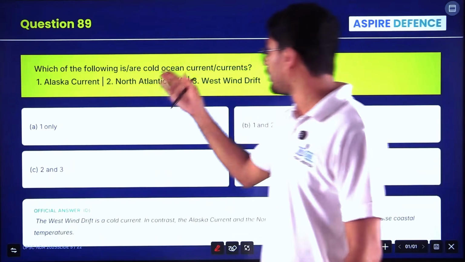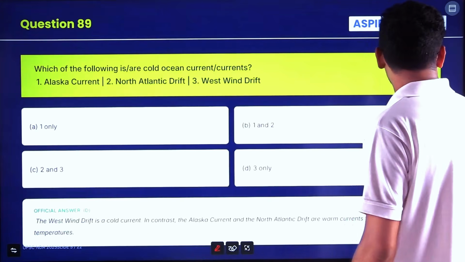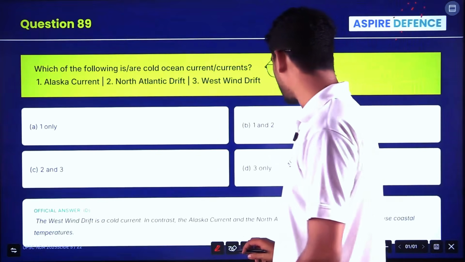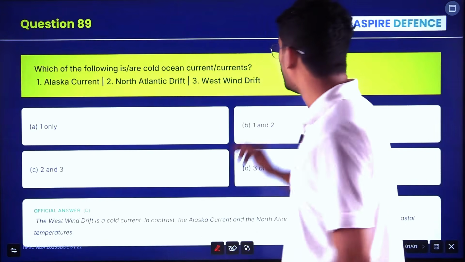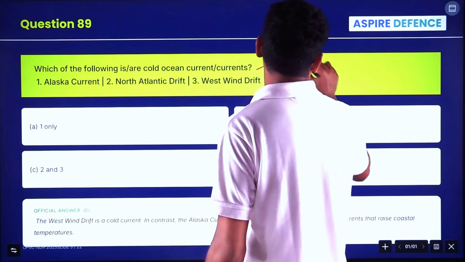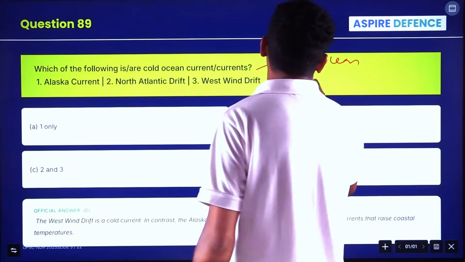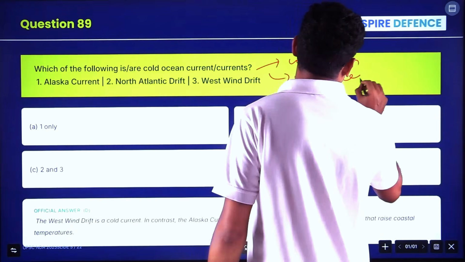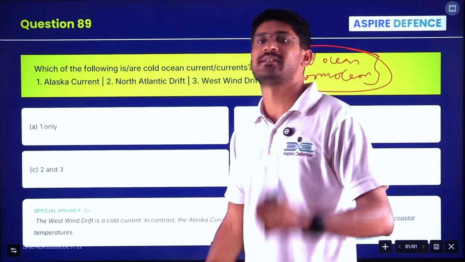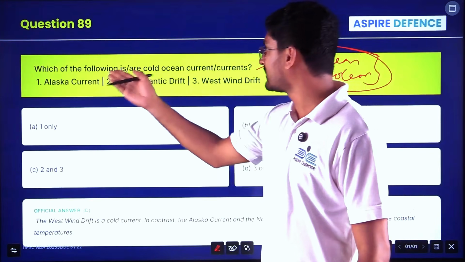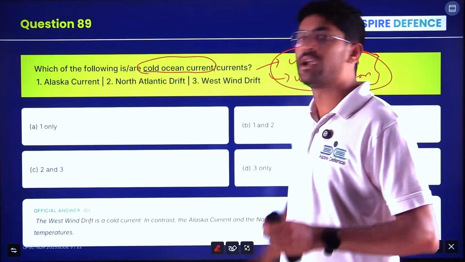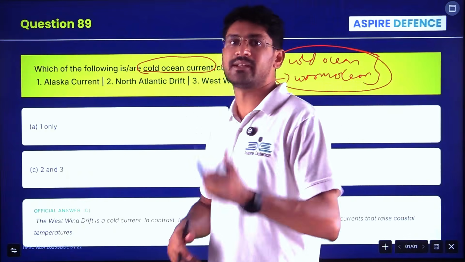Now we'll be continuing with the oceanic currents. This is again theoretical geography. So you have to know, across the globe, you have cold ocean currents and you have warm ocean currents. If you just Google it, you will get this, and in every NDA examination, one question is asked with respect to oceanic currents. Here he has asked which of the following are cold ocean currents. If you learn this by heart, the marks for one question are yours.